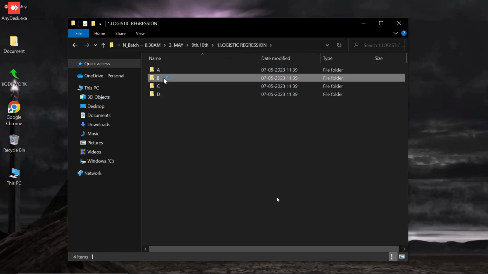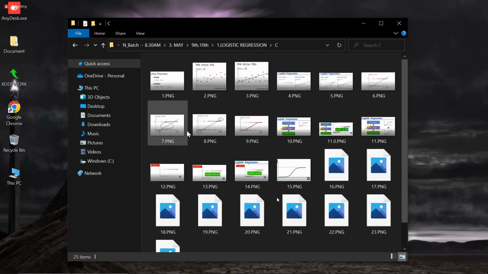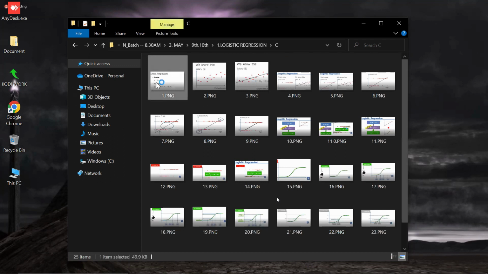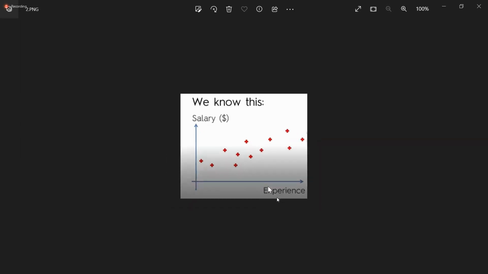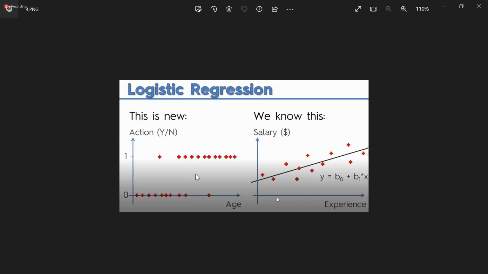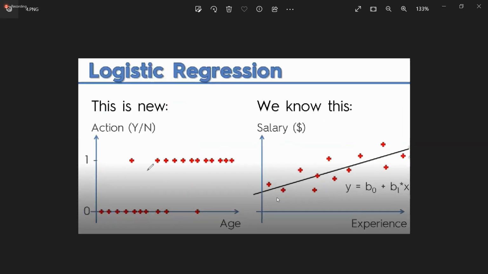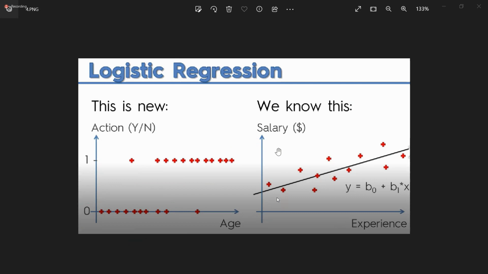In logistic regression, I wanted to give you some insights. I will tell you the equations, then I'll give you a little bit of the math part. Simple linear, multiple linear: do we know this or not? And the next one. I said if the data points spread across 1 and 0, it is classification. The data points scattered like this is regression.